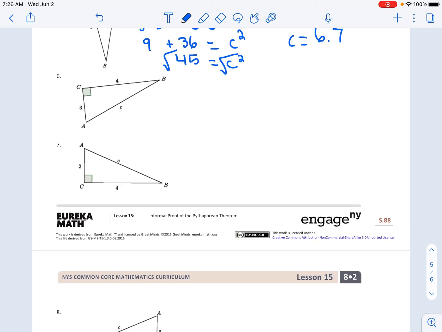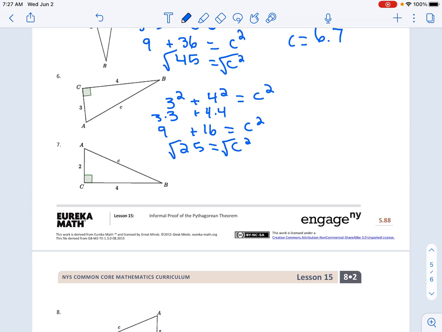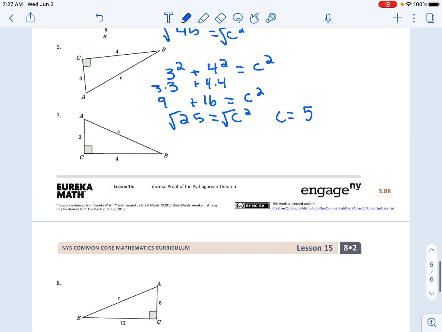Number 6, we have straight side of 3, straight side of 4. 3 times 3 is 9. 4 times 4 is 16. 16 plus 9 is 25. We want c to be by itself, so we use the square root symbol. What times what equals 25? And that is even at 5. That doesn't happen very often when you get whole numbers.